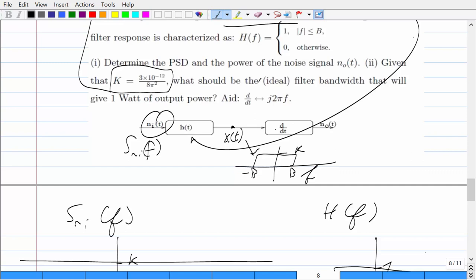And this hint is actually very important, okay? If you remember, when you take the derivative in time domain, in frequency domain it's just taking the transform of your signal by itself and multiplying by j 2 pi f or j omega, whichever domain you're comfortable with. So in terms of omega, it's j omega. If it's f, it's j 2 pi f. Okay, so we're going to repeat what I just did again, in this case for the ideal differentiator.